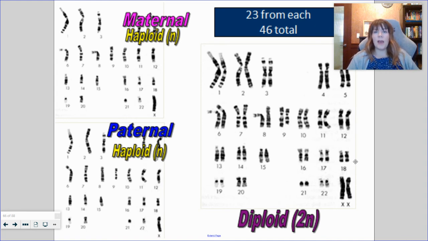karyotype, and it is used to help us distinguish if non-disjunction has occurred, because you can look for certain ones like trisomy 21, trisomy 13, or trisomy 18, or Klinefelter syndrome, which is trisomy 23. You might have Turner syndrome, which is monosomy of 23. Okay, these are all different things that we can look for in a karyotype.